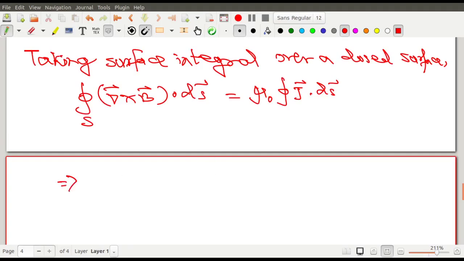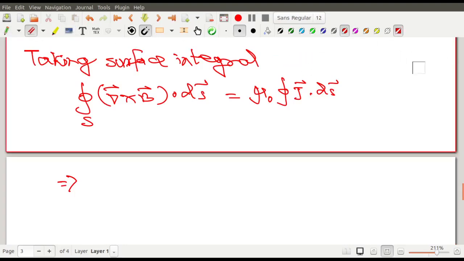Not a closed surface, I made a little mistake, sorry. Not a closed surface, you just take a surface integral only, simple. There is no closure, nothing to be closed, just you take a simple surface integral.